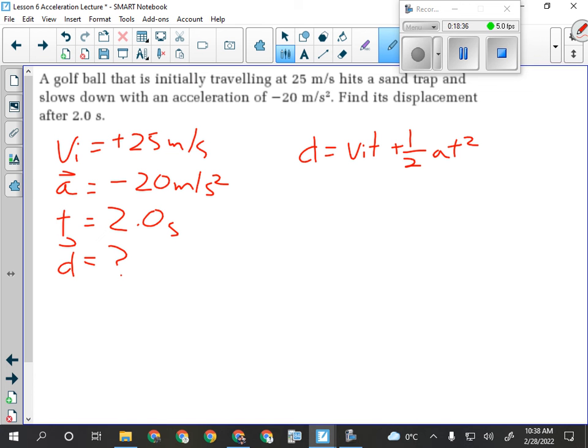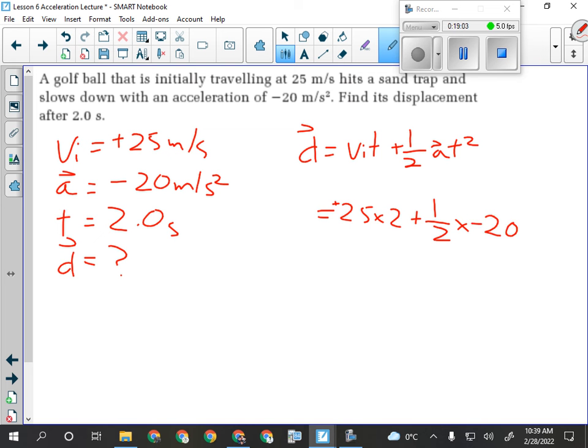It's got all the things in it that I have and the thing I'm looking for, right? And I should indicate that this is a vector quantity and that is a vector quantity. The V wasn't, okay? And that's all right. So now, I don't have to manipulate it. I just need to solve. So VI was positive 25, times 2 seconds, plus 1/2 times negative 20.